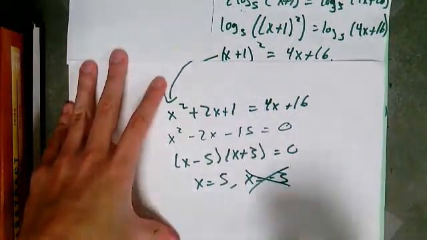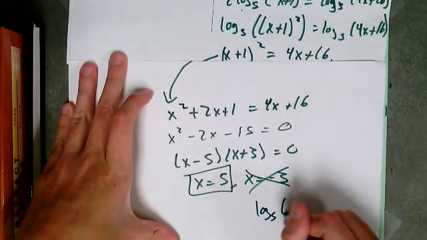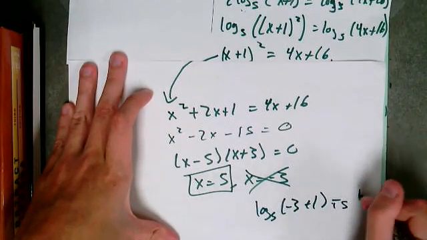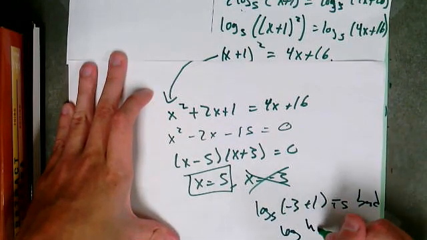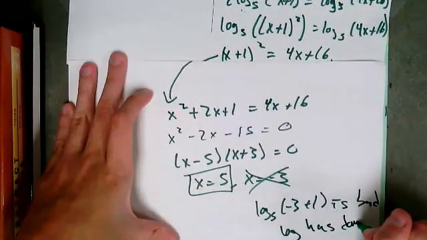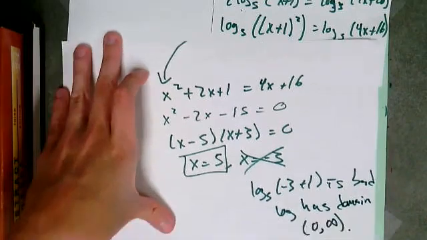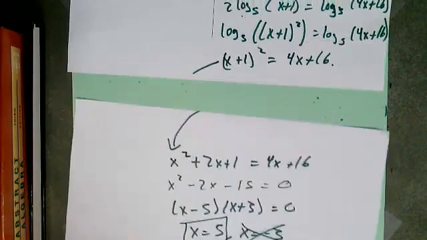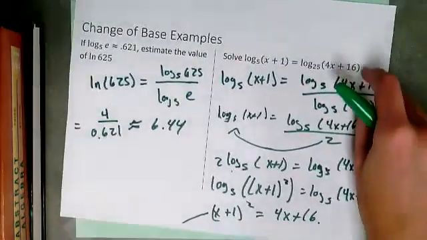So this can't be a solution. We only have one solution, because log base 5 of -3 plus 1 is bad, because log has domain 0 to infinity. So x equals 5 is our solution for this one.